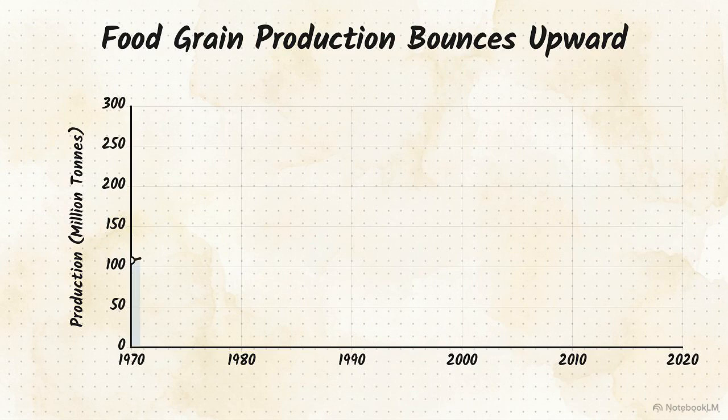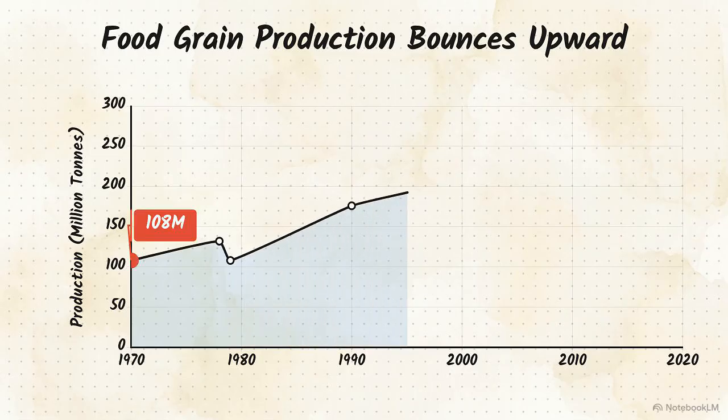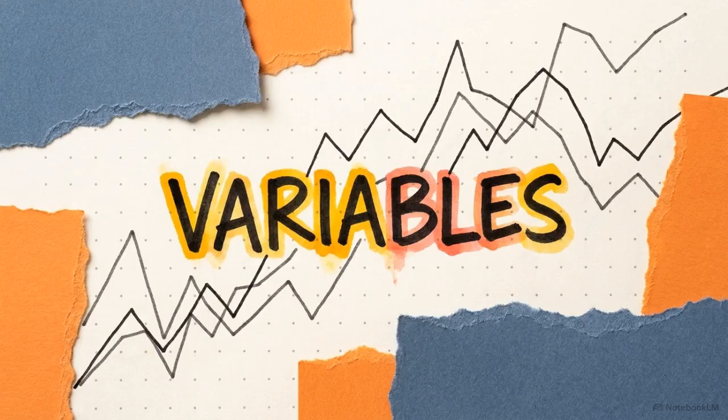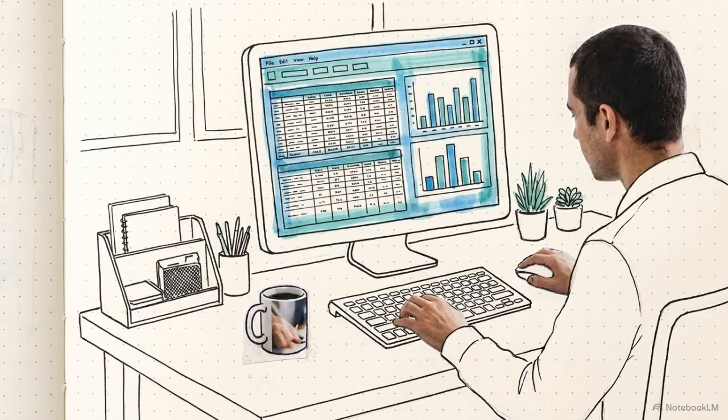Curious, observant. This line chart plots India's total food grain production over a 46-year span, starting in 1970. The output doesn't stay flat. It bounces from a low of 108 million tons in the early 70s to a peak of 272 million tons by 2016. Economists call these fluctuating values our variables. Mapping them out is the first required step to understanding how a complex system actually behaves.